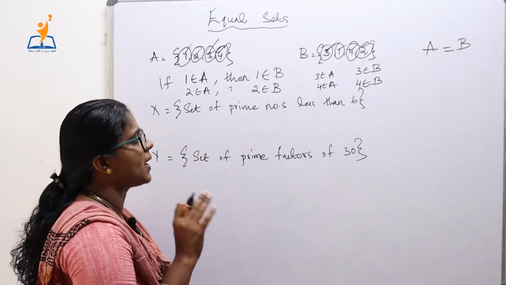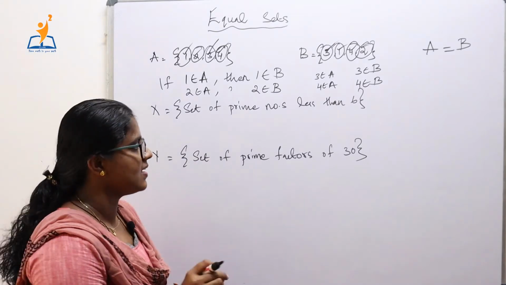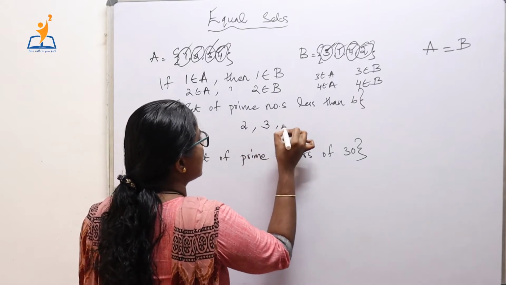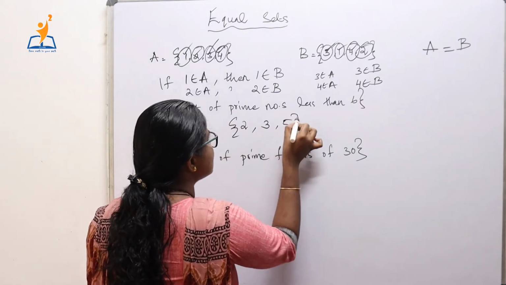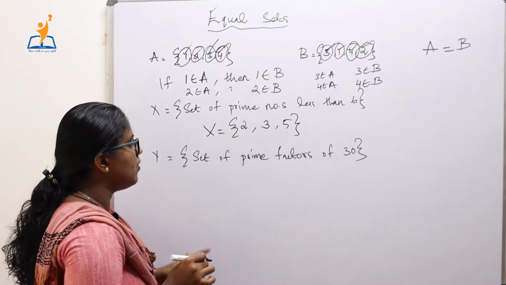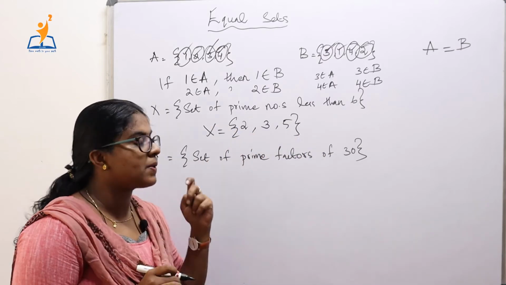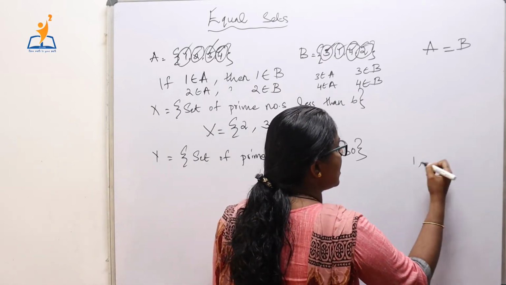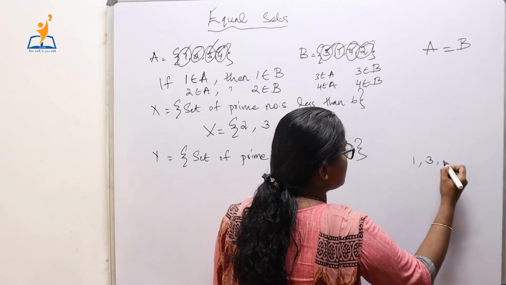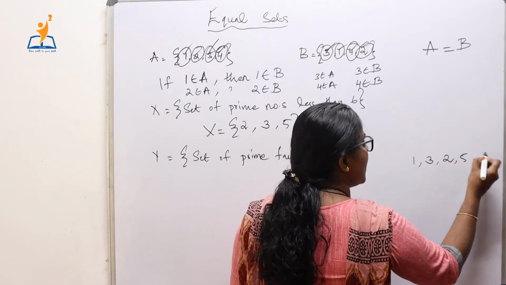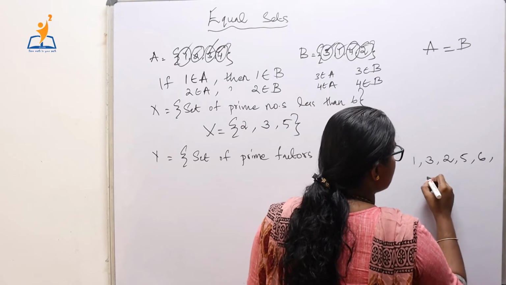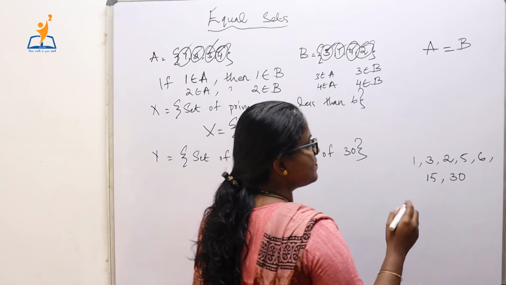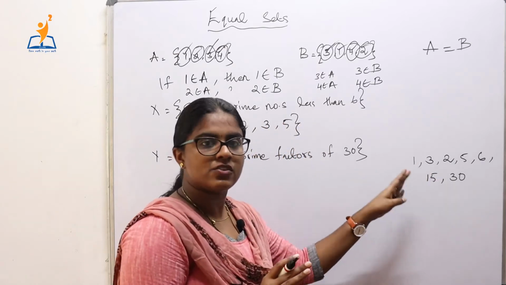X is the set of prime numbers less than 6. What are the prime numbers less than 6? They are 2, 3 and 5. So this is the set X we have. Now what about the set Y? Set of prime factors of 30. We know that the factors of 30 are 1, 3, 2, 5, 6, 15 and 30. So these are the factors of 30.